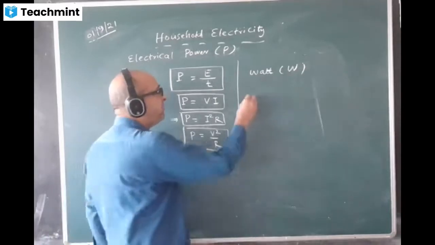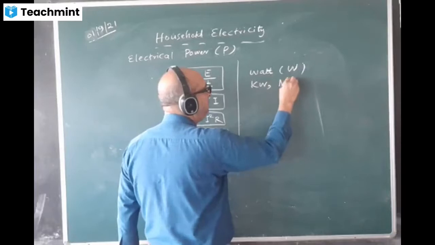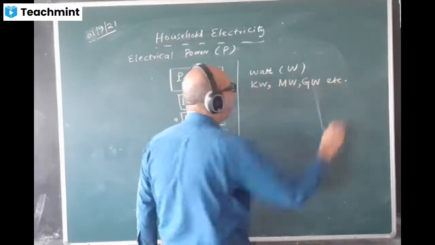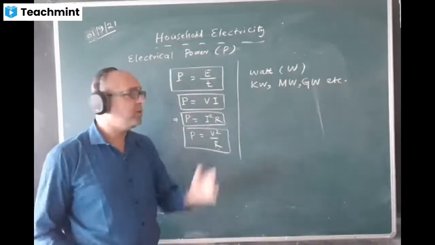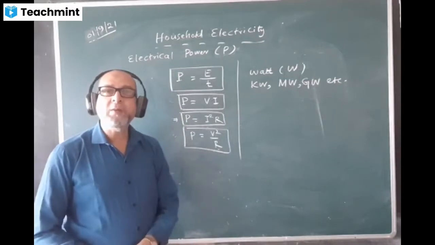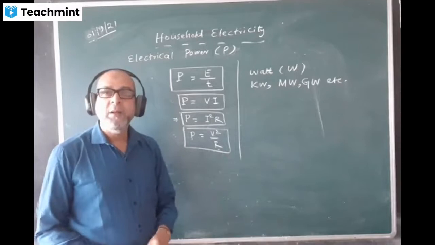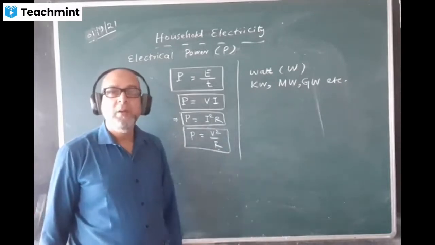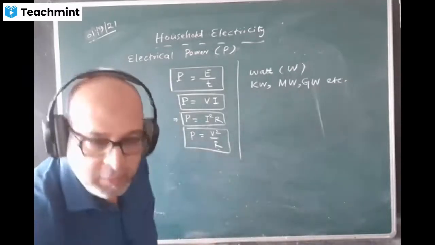Whereas the other units are kilowatt, megawatt, gigawatt, etc. You have done all this in the work, power, energy chapter, the second chapter. I will not repeat the same. 1 kilowatt means how much watt? 1000 watt. 1 megawatt means 10 to the power of 6 watt, that means 10 lakh watt. 1 gigawatt is 10 to the power of 9 watt. All these you have done.